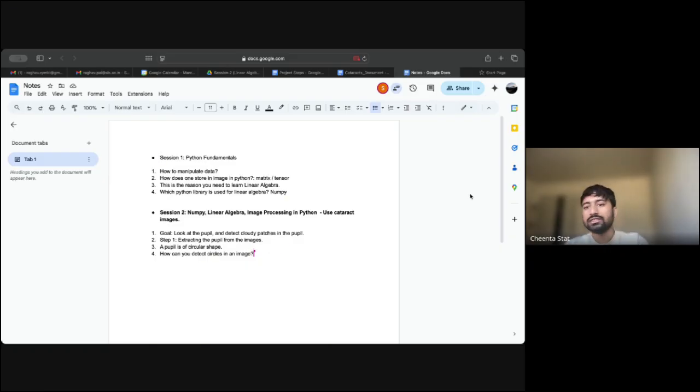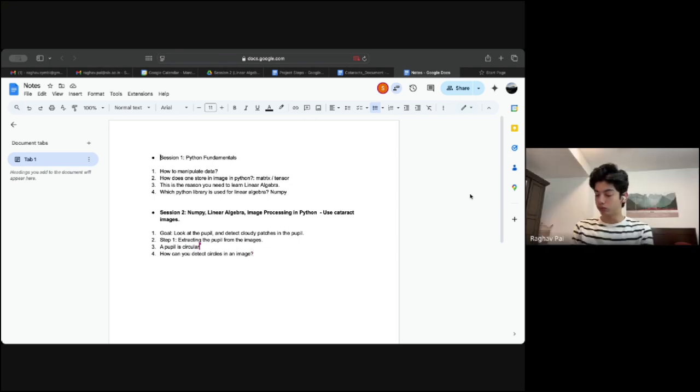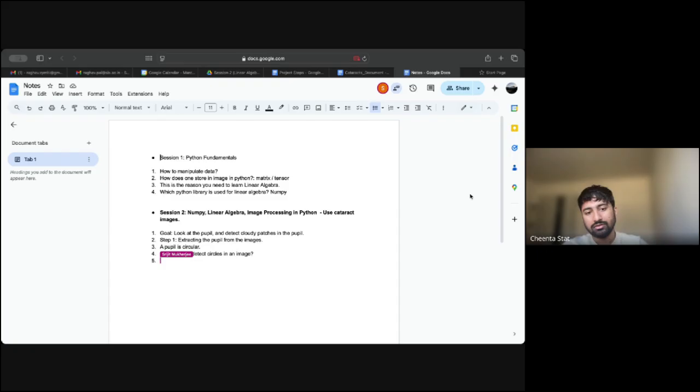Even this may be hard. What is a simpler problem? What is a simpler shape than a circle? Tell me. Like a line or something? Exactly. So how can you detect a line in an image?